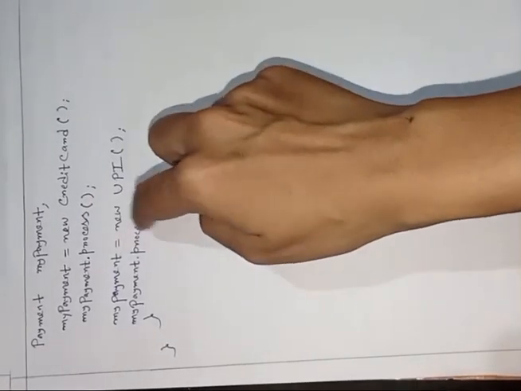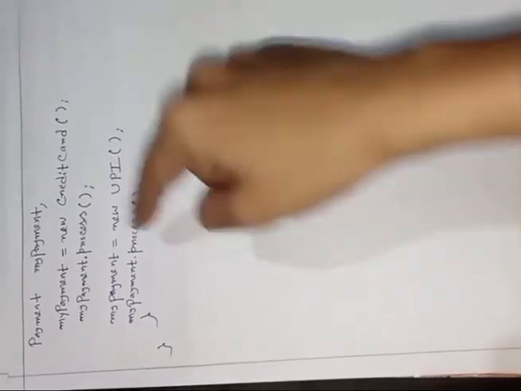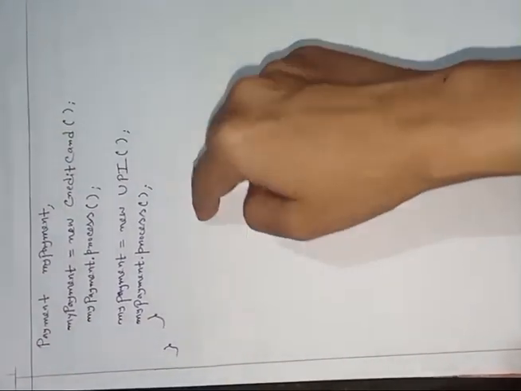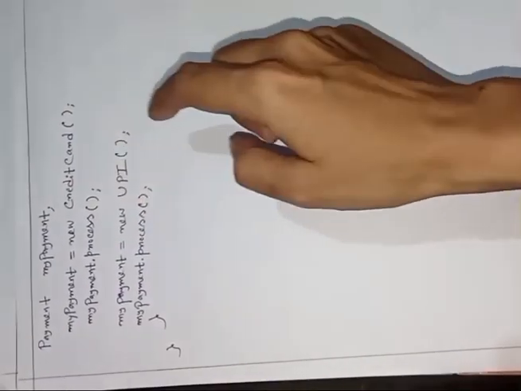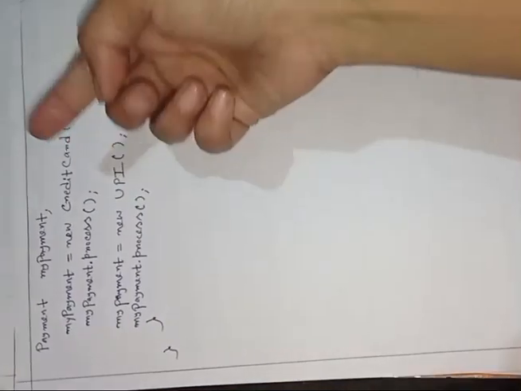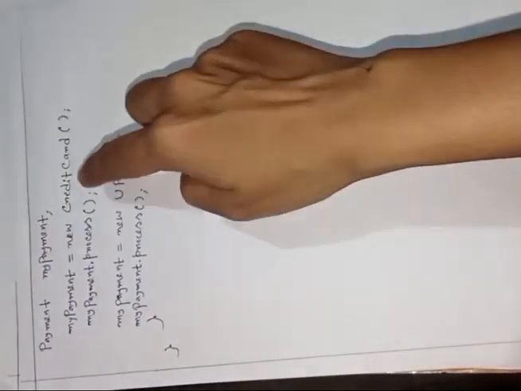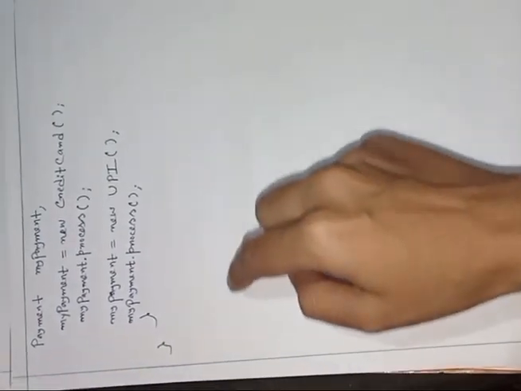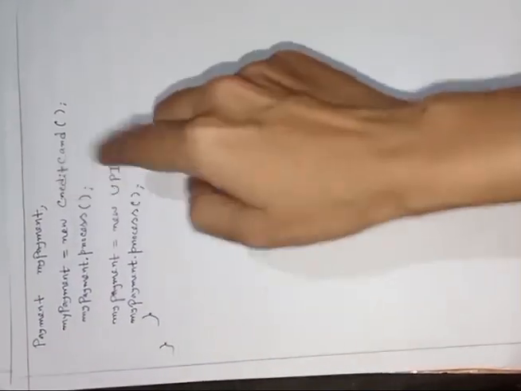So these two lines are calling the overridden methods. This will call the process from the CreditCard subclass, and this will call the process from the UPI subclass, and thus the printout will be different and two objects are created here. So this is all about method overriding.